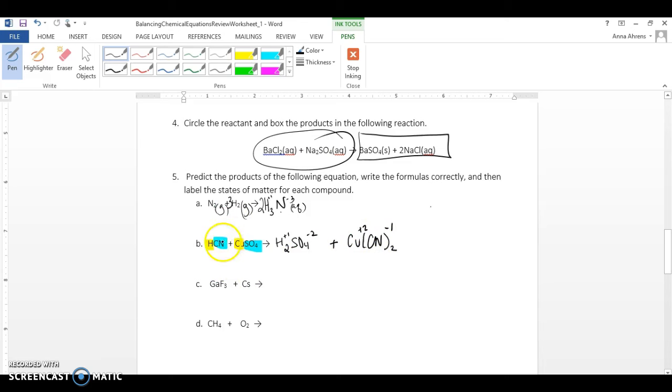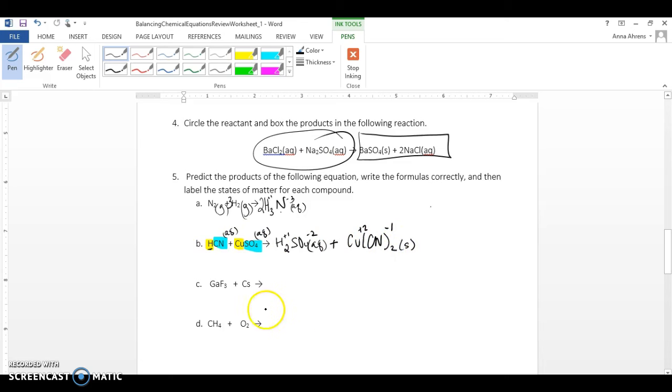So we know that this is an acid right here because there is an H out front, so that's going to be aqueous. Copper sulfate, that is the salt we use in our lab, so we know that is going to be aqueous. And then we have sulfuric acid, which is going to be aqueous because it is an acid. And then copper cyanide. Cyanide's not on there, but cyanides are normally always solid unless it's on there. Don't worry, you won't ever have a cyanide on your tests, but it is a solid.